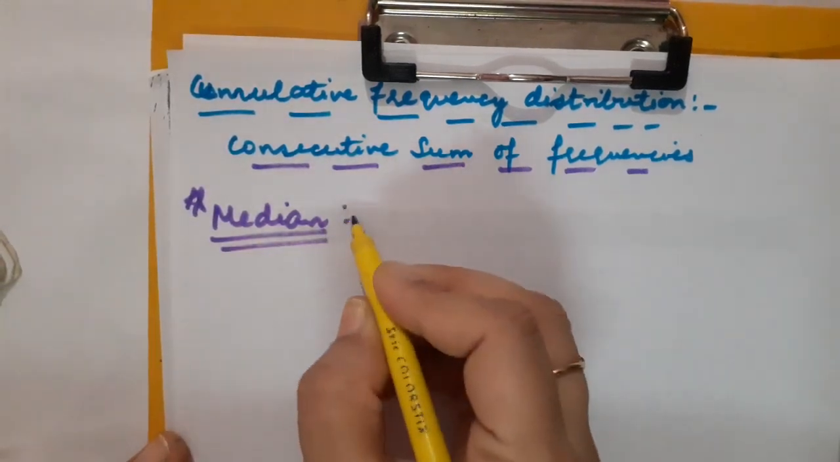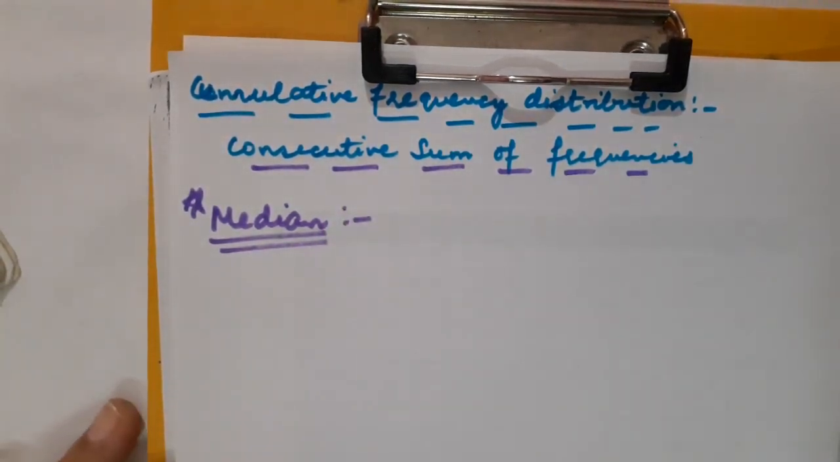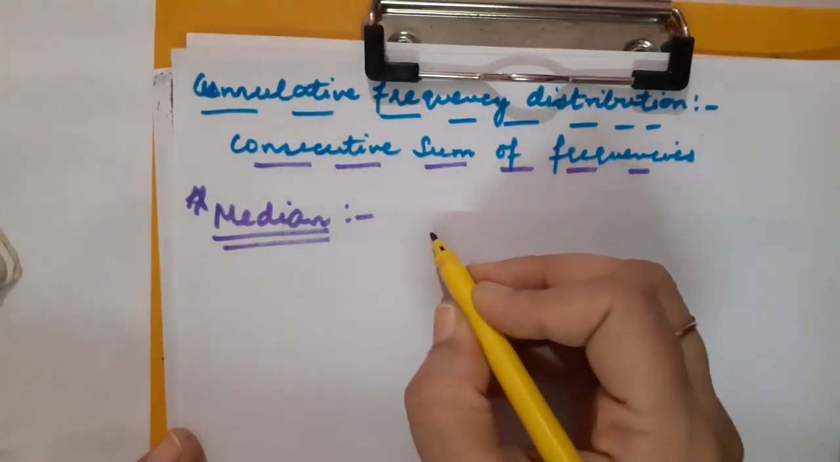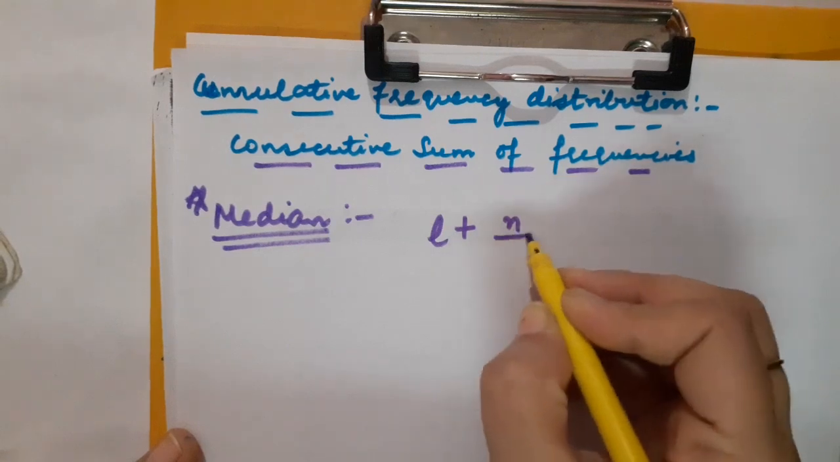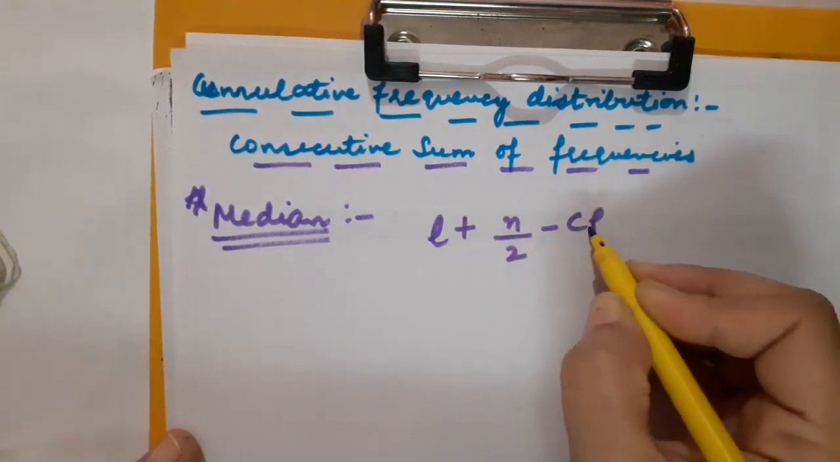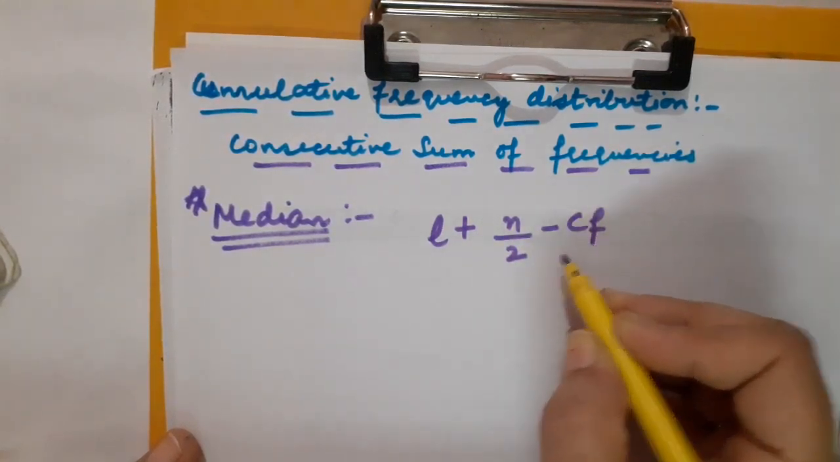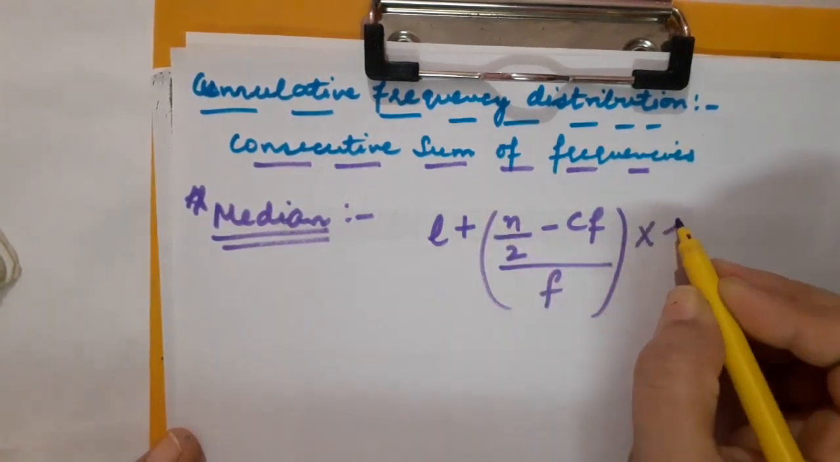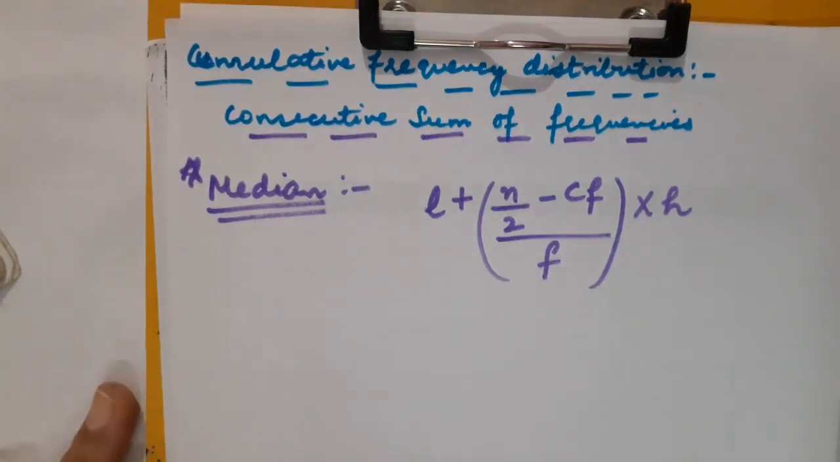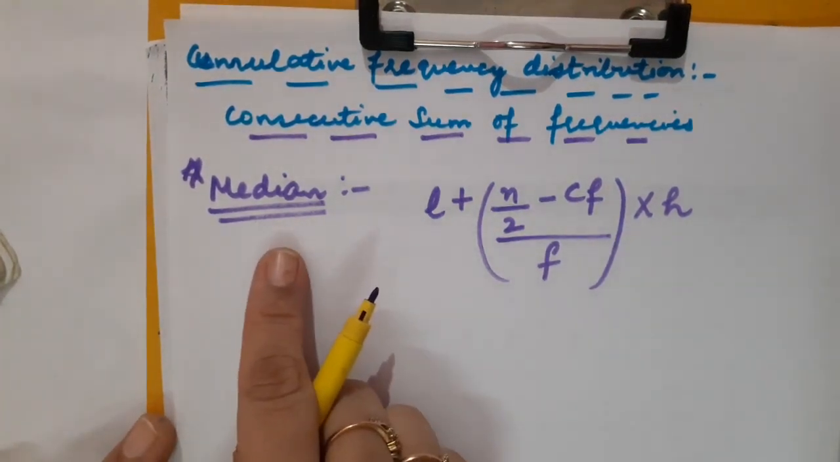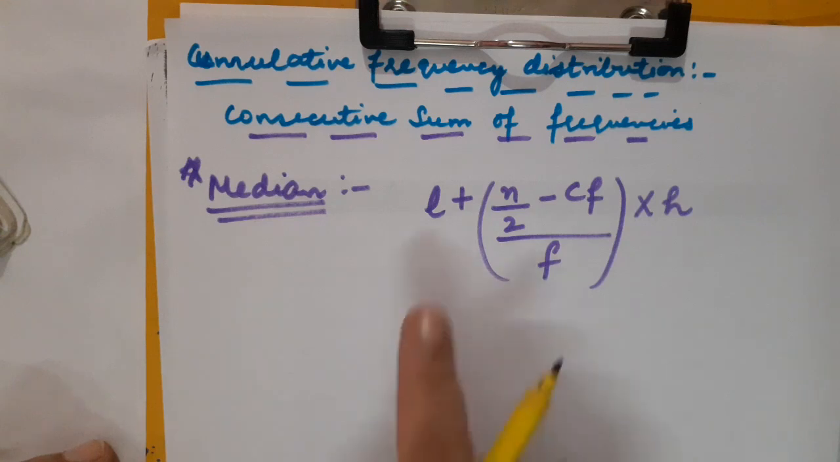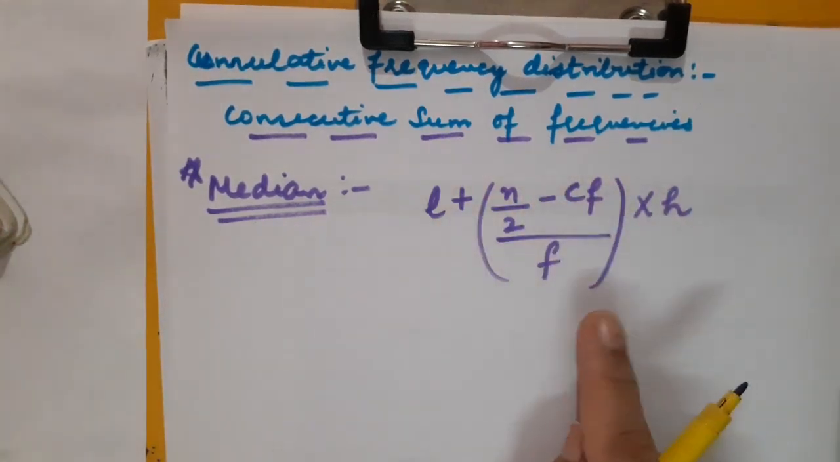Whatever I have told you till now is related to ungrouped data. Correct? So how to calculate median? The formula for median is L plus (n by 2 minus CF) divided by F, into H. CF is nothing but the cumulative frequency. This is the formula to calculate the middlemost observation in the case of grouped data. Correct? Let us understand all the things which are given in this formula.